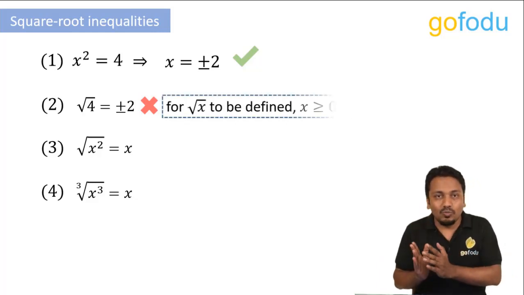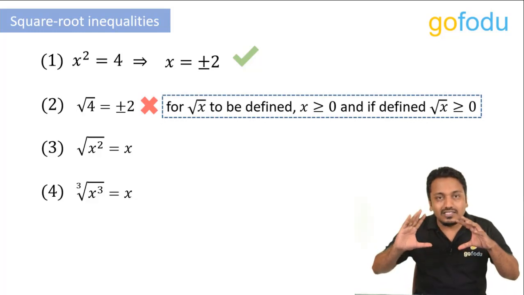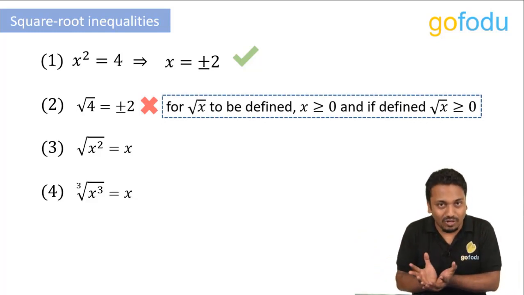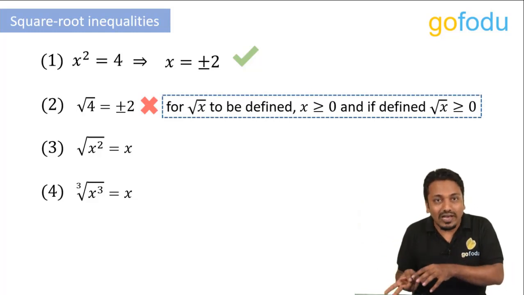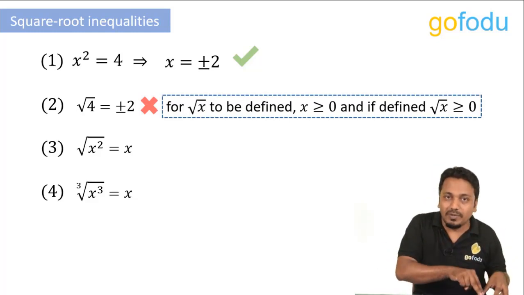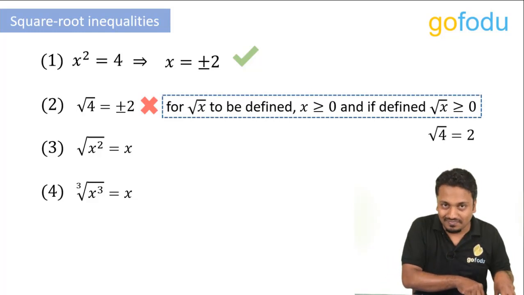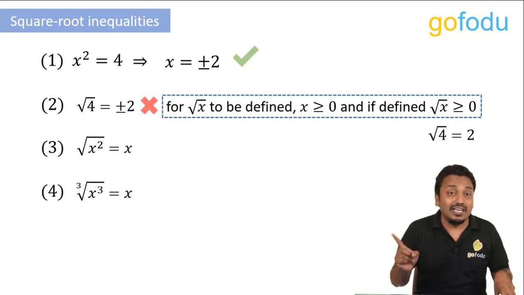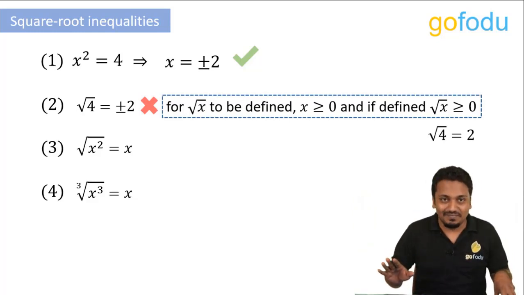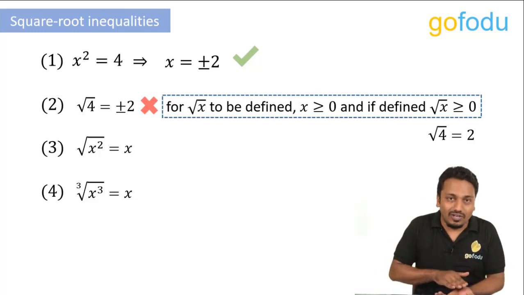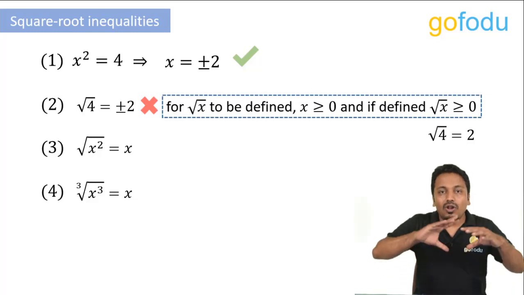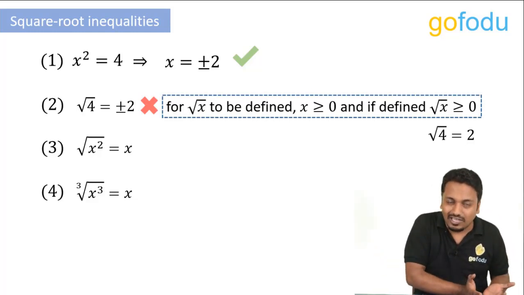For a square root to be defined, whatever is inside the root sign needs to be positive. This is the first condition. And secondly, a square root of any number will always be greater than or equal to 0. We are talking about real numbers and not complex numbers. So for root x to be defined, x is greater than or equal to 0 and overall root x is also greater than or equal to 0.